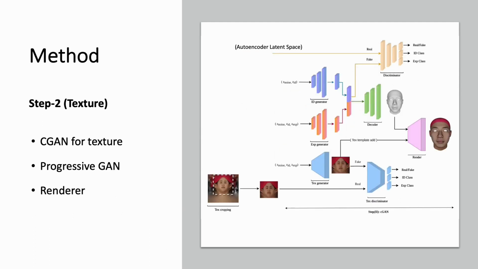Similarly, we used a conditional GAN for texture generation. Specifically, we used a progressive GAN to sample textures from the same latent space as the mesh. A renderer can be used to combine mesh and texture to generate a photorealistic image.